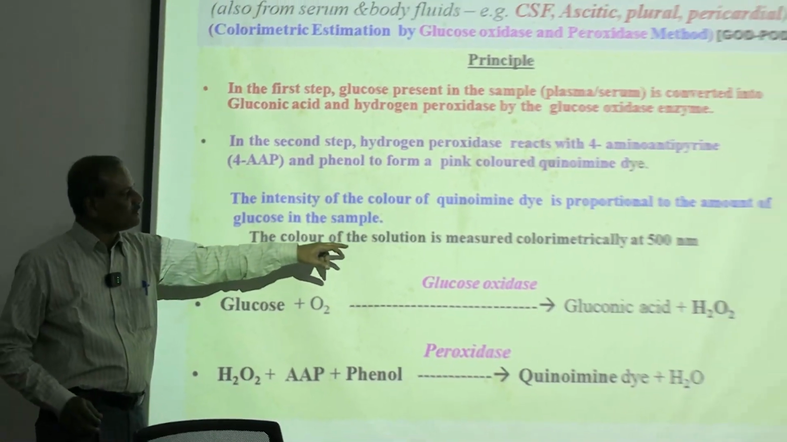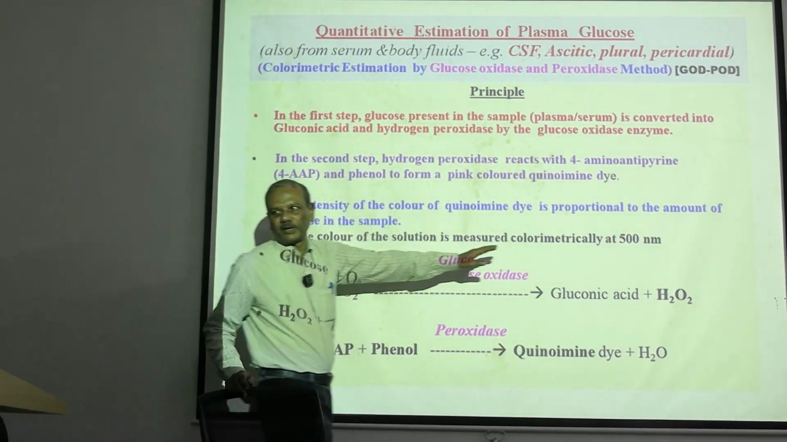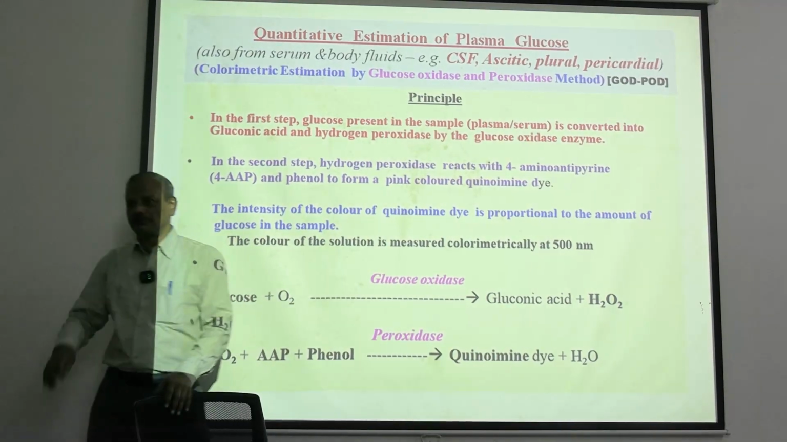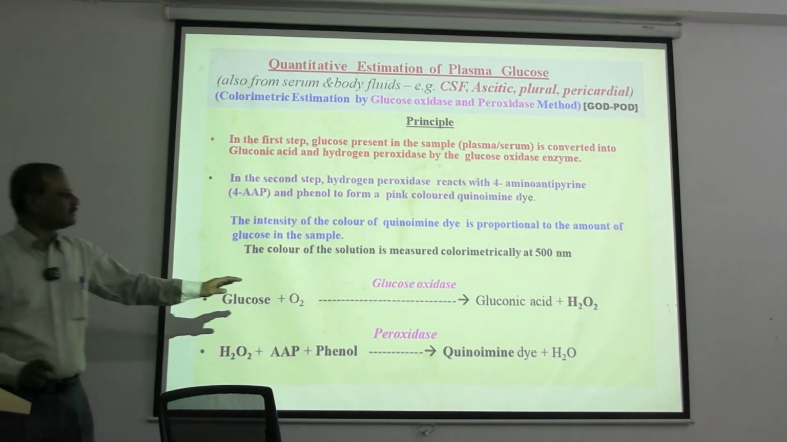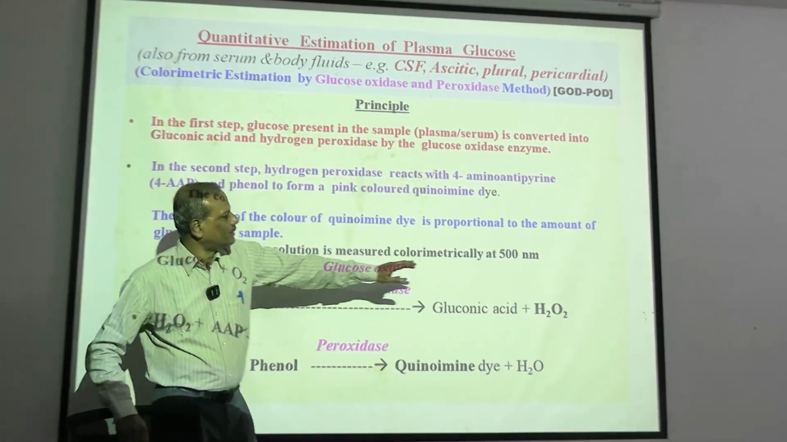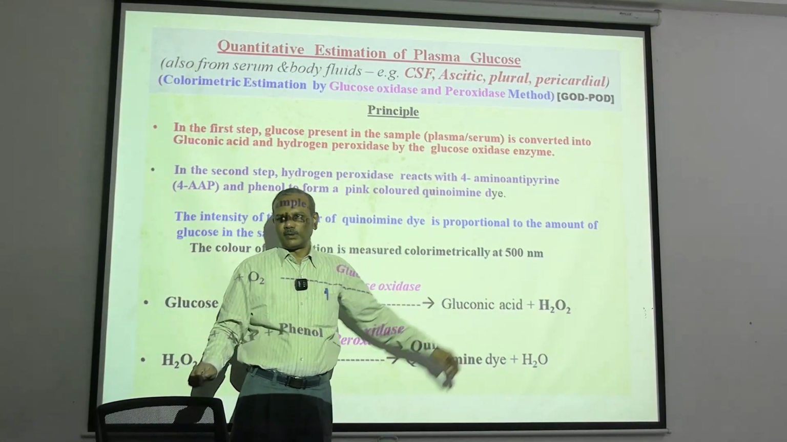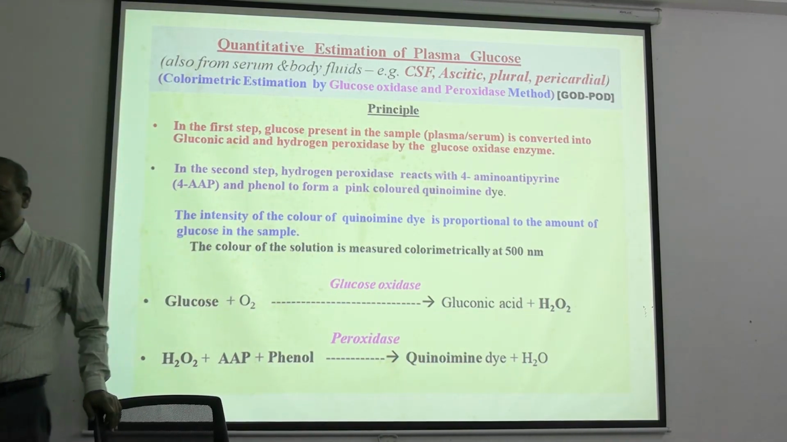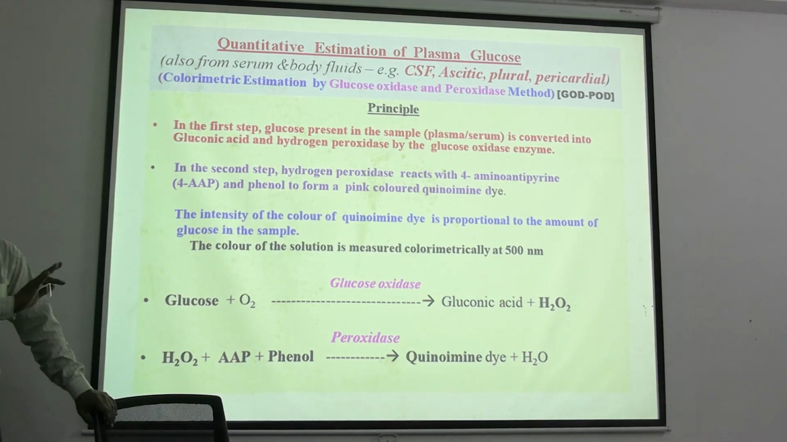Now this color of the solution is measured colorimetrically at 500 nanometer, 505 nanometer, whatever you see. You make it 505, because this was copied from that reagent. Write it at 505. And whatever is shown in the instrument, you note down that particular wavelength, because I don't know about this particular instrument, since every instrument has a different calibration. You note that down in the laboratory. Basic principle is understood.